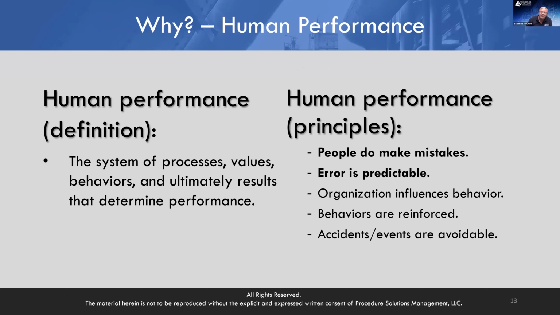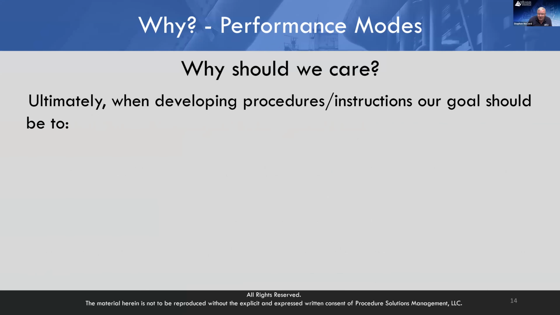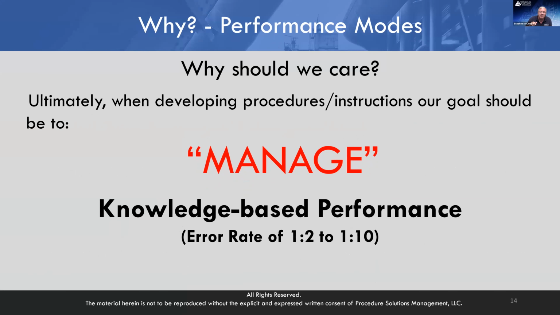Because when you look at the definition, I mentioned the word human performance. If you look at the principles, we need to recognize that despite the fact that we all think we're pretty good at what we do, people make mistakes and error is actually predictable. We need to do a better job ultimately in managing what we call knowledge-based performance. Knowledge-based performance has an error rate of 1 in 2 to 1 in 10.